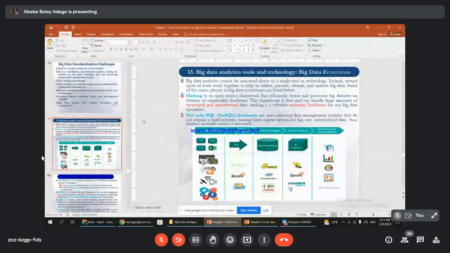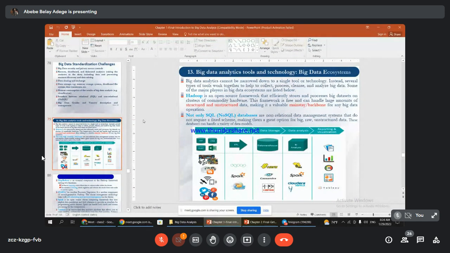The other very interesting topic in this chapter is big data analysis tools and technology, sometimes called ecosystems. Big data analysis cannot be standalone. The tools of big data analysis are not a single tool or technology. They are integrated technology. Hadoop alone is not functional. Hadoop is a technology or tool used for storing data. Yeah, it's nothing by itself.